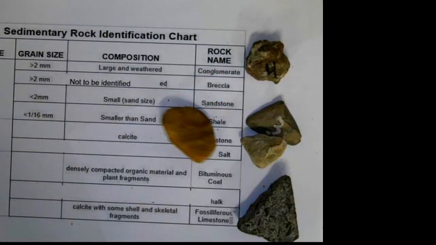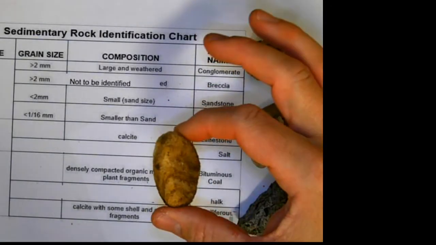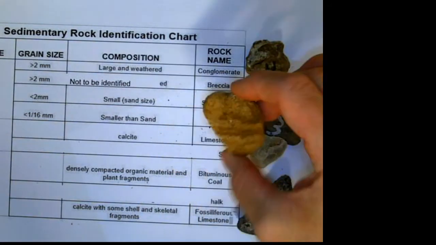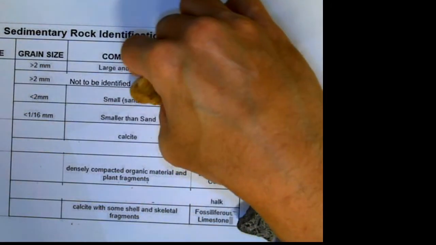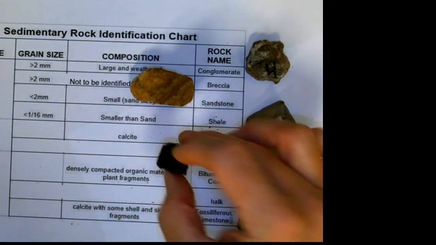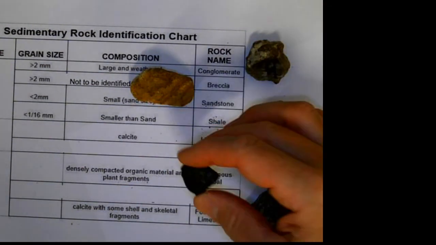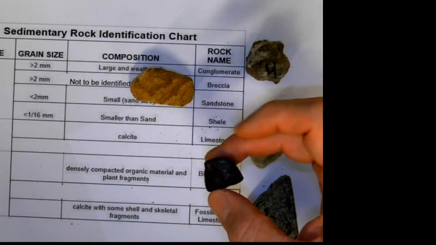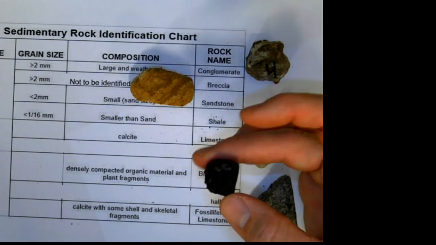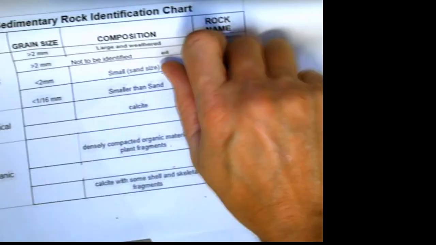This here, I'll set it down. This is our sandstone, and hopefully you can see the sand in there. So that's our sandstone, made up of tiny particles of sand. And this is our bituminous coal. The camera is not doing a good job, it's just kind of picking up this black thing. But if you were in class, you would see that it kind of has a shimmer to it. Okay.